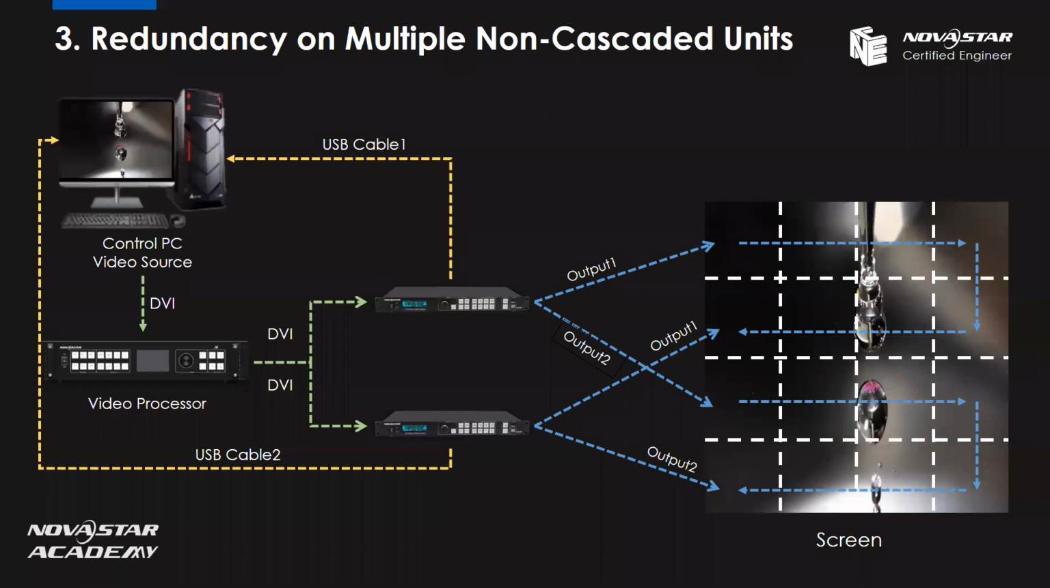And also maybe some customers may ask which is better, the second way, cascaded unit, or the non-cascaded unit. I think they are all the same, but the difference is that in this way, we require two USB interfaces on our control PC. But in the second way, only one USB interface is enough. So it actually depends on how many USB interfaces your computer has. Okay. And based on this hardware connection, let's see what we need to do on the software part.